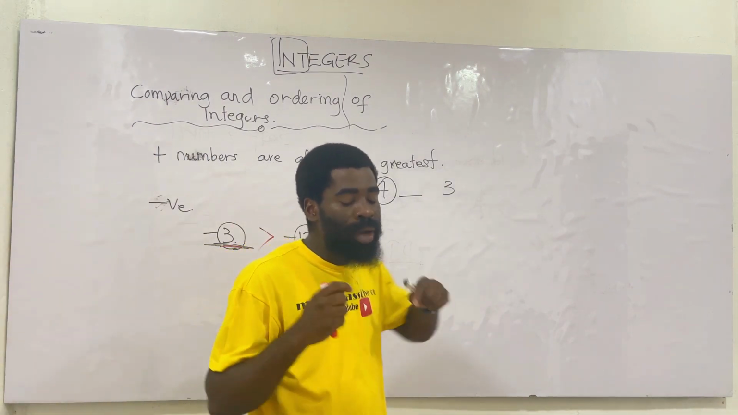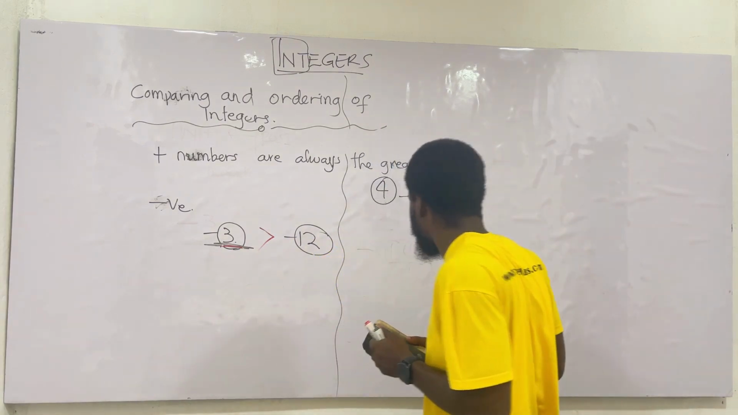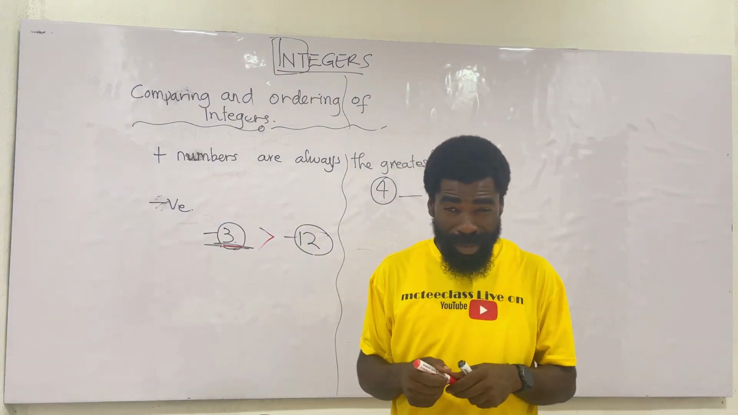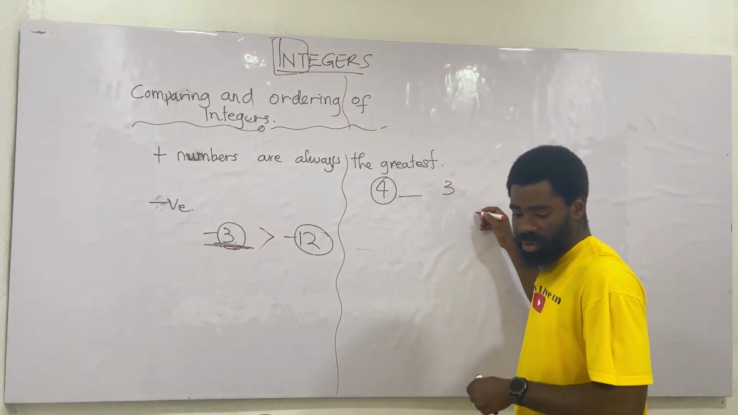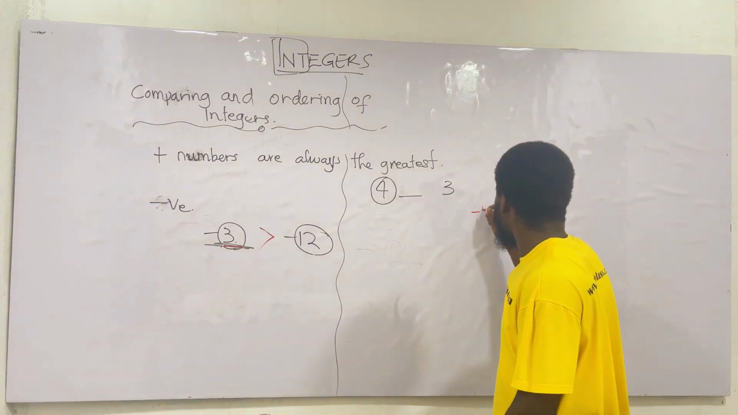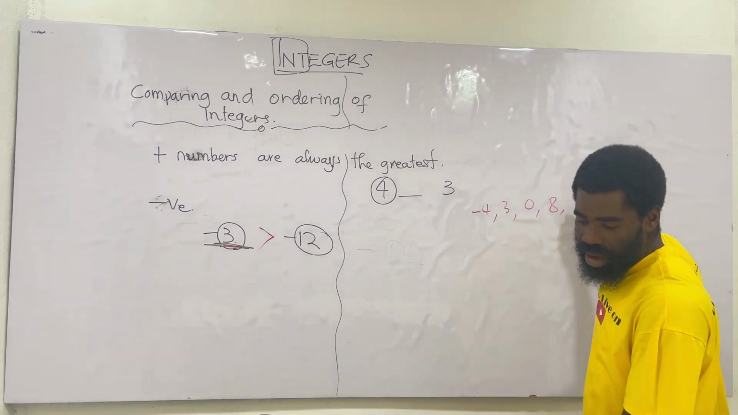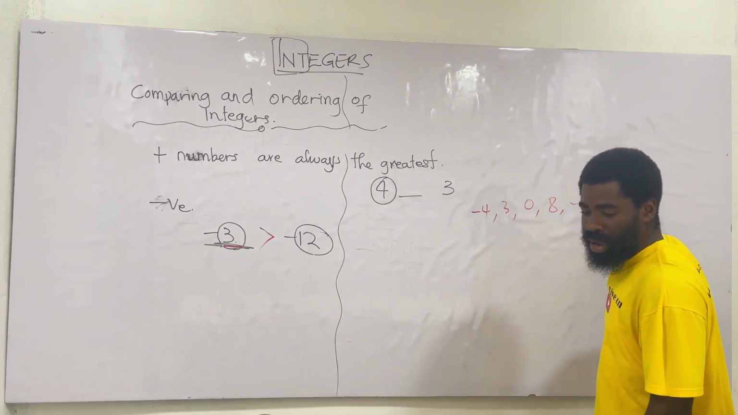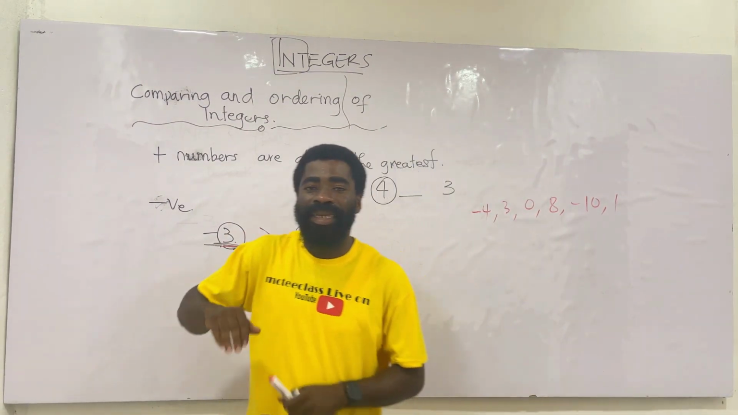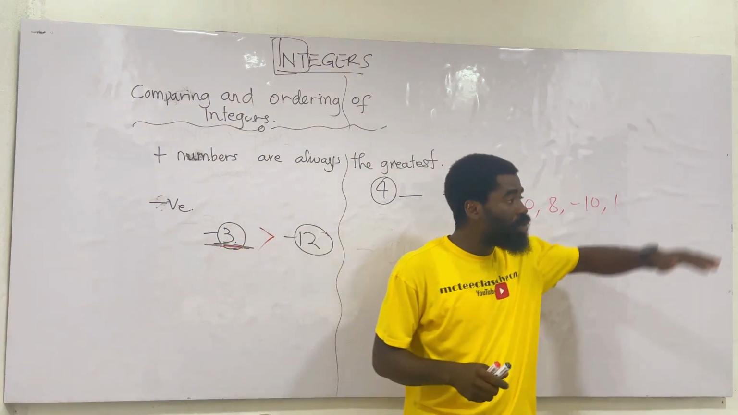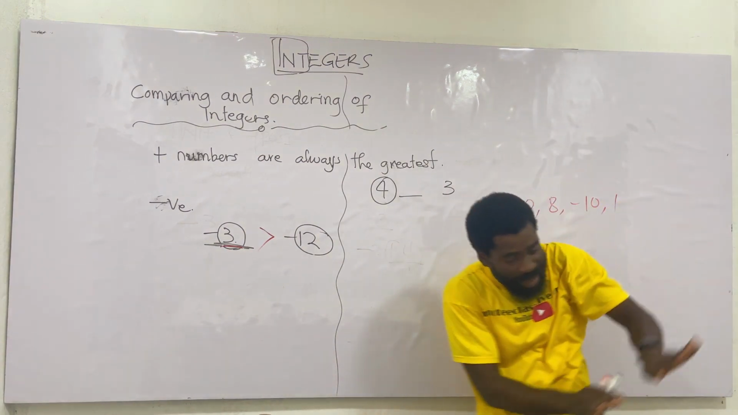So that is how to compare, how to know which one is greater and which one is less when it comes to positive and negative numbers. Now let's take this example and see how to order these numbers. We have -4, 3, 0, 8, -10, and 1. I want to order this in both ascending and descending order. When we say ascending, that means we start from the smallest to the highest. That's ascending. But for descending, we descend. So you take note of that.